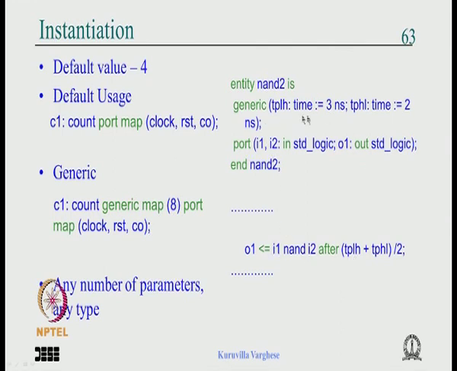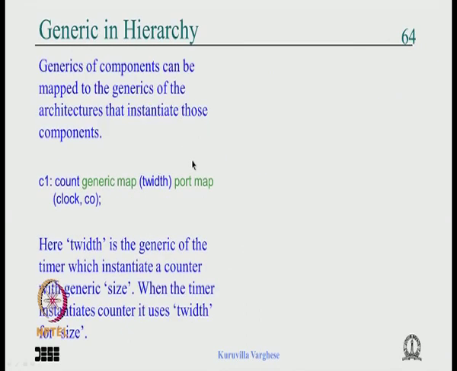So that shows another example of using the generic, which shows that multiple generics can be used, more than one can be used. You have to map it definitely. When you instantiate you have to say NAND2 generic map, you can say maybe 5 nanosecond comma 7 nanosecond and port map and things like that. So exactly like this you can say. So that is how you instantiate a generic component.